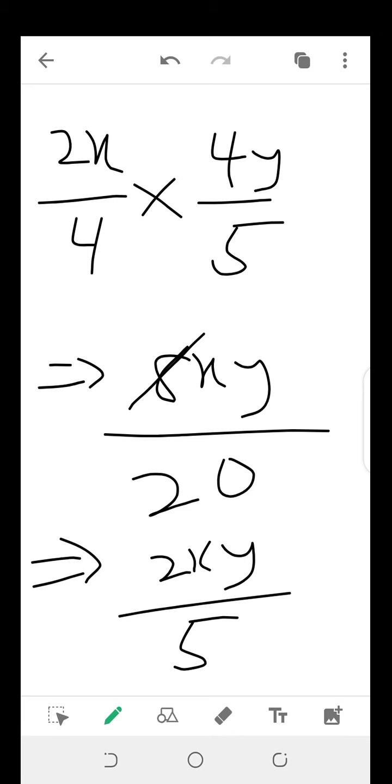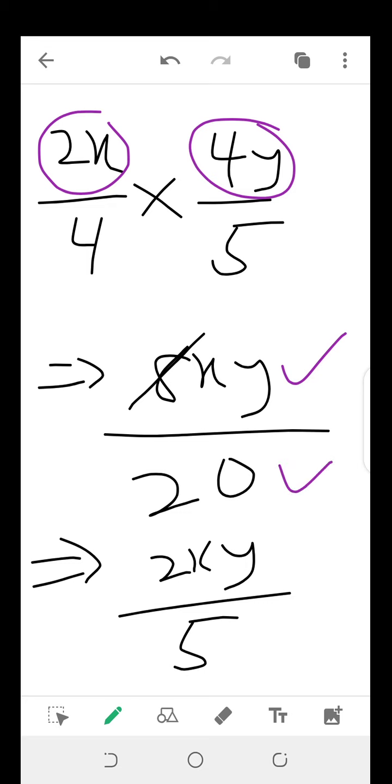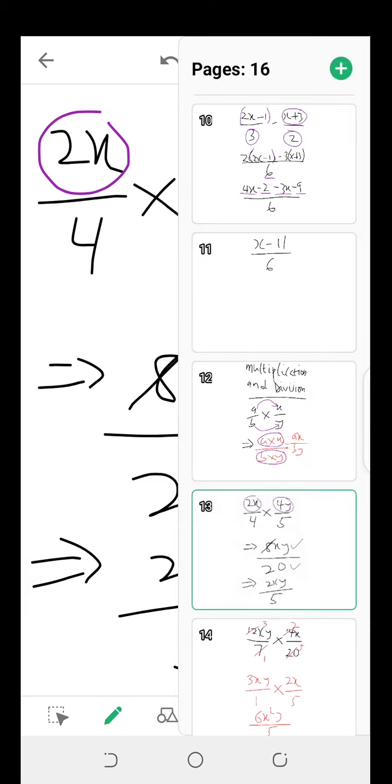Here we have 2x over 4 times 4y over 5. All that we need to do is to multiply the numerator by the numerator here. So 2x times 4y gives us 8xy here. Okay, and then 4 times 5 gives us 20 here. We simplify the expression, and then we can see that 4 goes into 8 two times, so 2xy here, and 4 goes into 20 five times at that place.